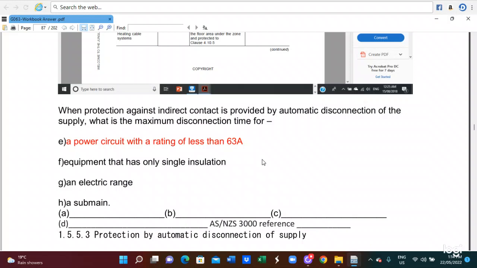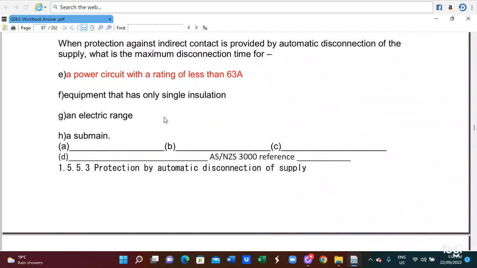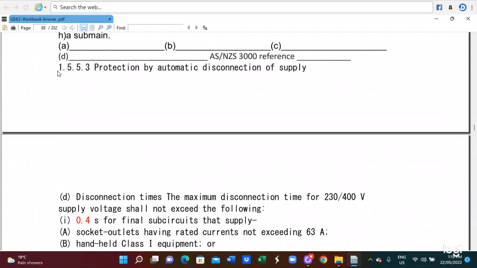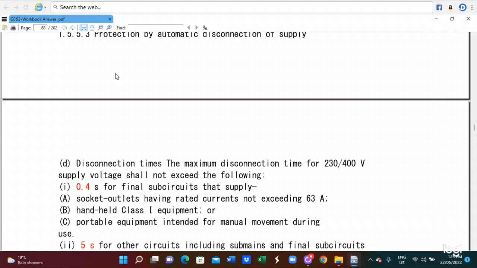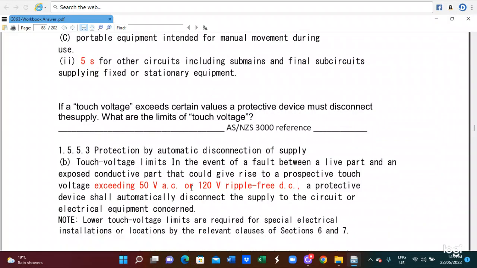Protection against direct and indirect contact is provided by the automatic disconnection of supply. So the machine has a disconnection type with rating less than 63 amps. So these are the protections. In this case, I would have to utilize this clause, 1.5.5.3. The protection by the automatic disconnection of supply. It is 5 seconds for the final circuit, 5 seconds for the other circuit. And touch voltage AC, the starting value of the loaded device must disconnect the supply.